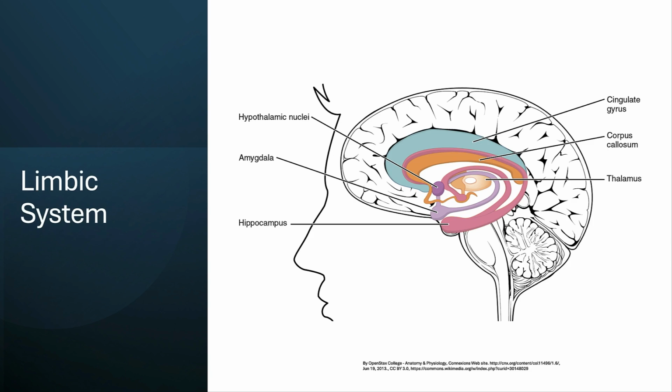The key structures of the limbic system include the amygdala, the hippocampus, the thalamus and the hypothalamus. The amygdala processes emotions, particularly fear and pleasure.